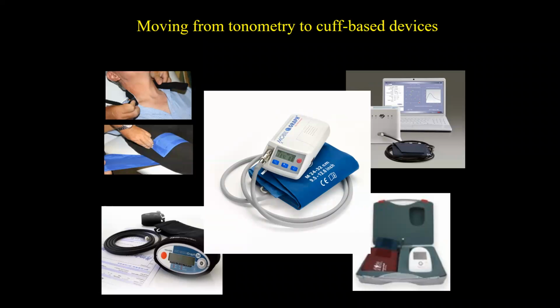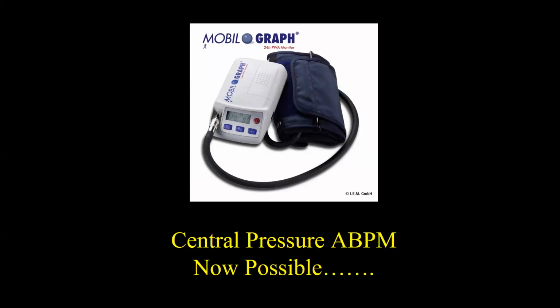So we've moved now from tonometry to cuff-based devices for looking at central pressure, augmentation index, and pulse wave velocity. This is because if we're going to get these techniques into clinical practice, they have to be suitable to be used in GP surgeries by nurses and doctors. And this is one such system, the Mobil-O-Graph system. This is from Germany. This company had 25 years of experience in using a system to look at ambulatory blood pressure over a 24-hour period. And they realized that things like central pressure and pulse wave velocity were going to be important.